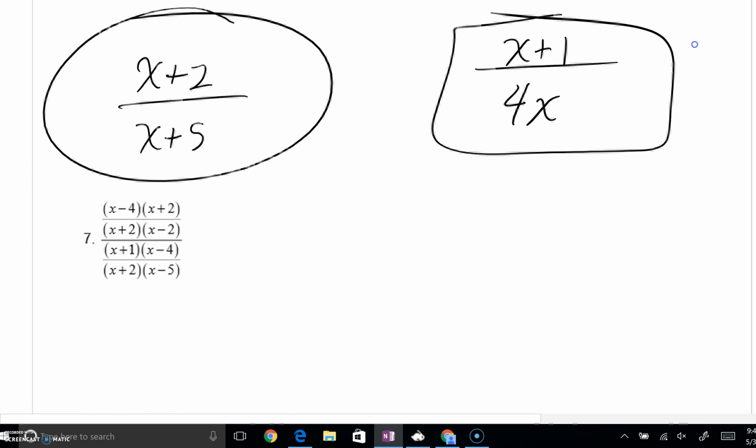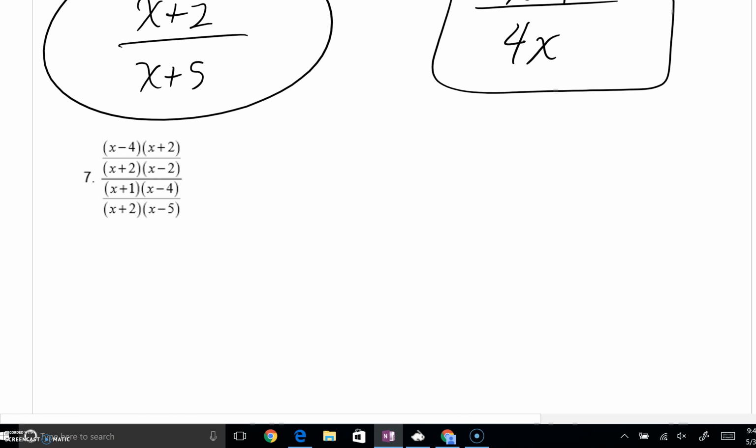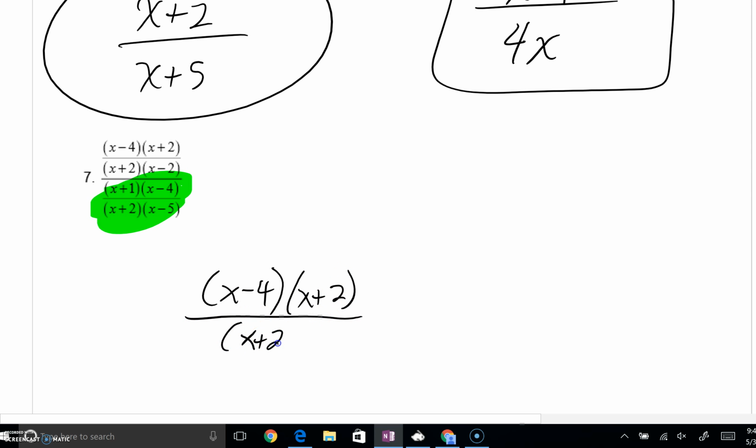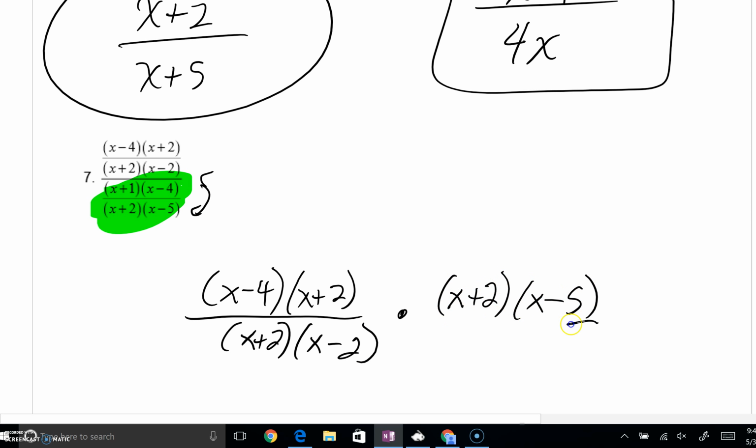And then for our last problem, maybe the one that looks the most intimidating, and it's really not as bad. Look, it's always that denominator that gets flipped. Okay, that's the biggest idea of the day. Recopy the top. Got x minus 4 times x plus 2 over x plus 2 times x minus 2. And in green, that's what gets flipped. What used to be downstairs gets moved upstairs. What was upstairs goes downstairs.